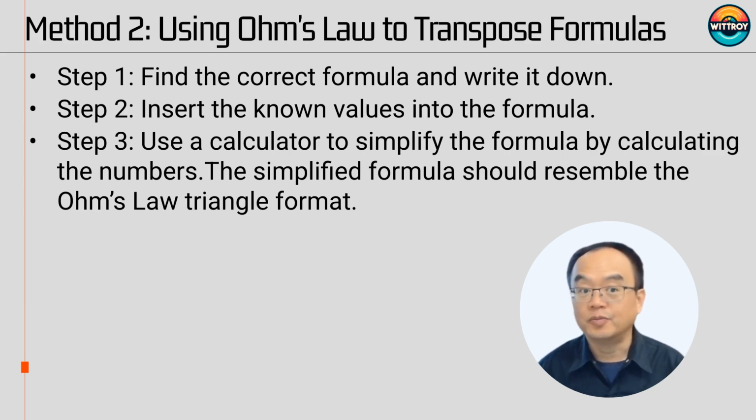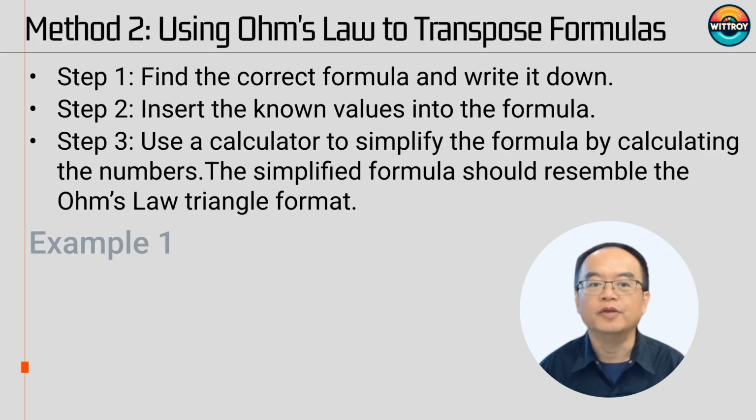The simplified formula should resemble the Ohm's law triangle format, where one number is on one side and another number plus a variable are on the other side of the equal sign, like V equals I times R, or R equals V over I. Now I will give you 2 examples to show you how Step 1, Step 2, and Step 3 work.